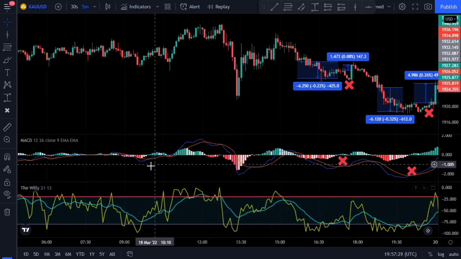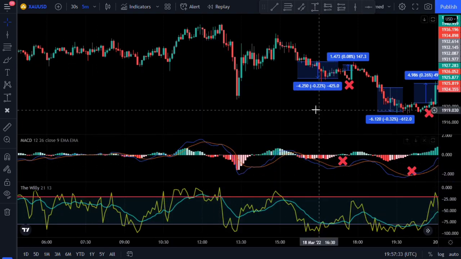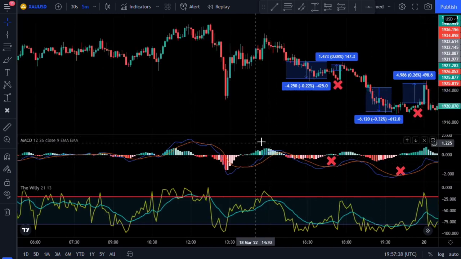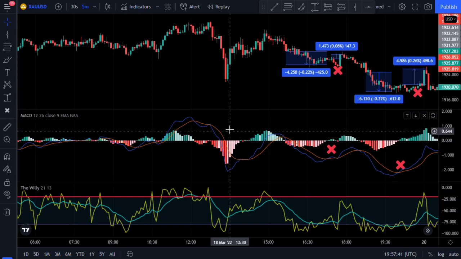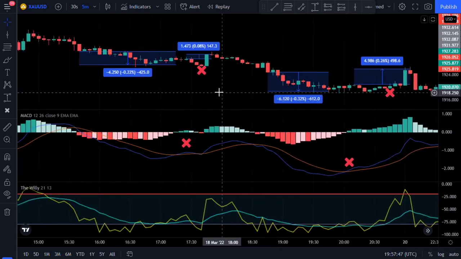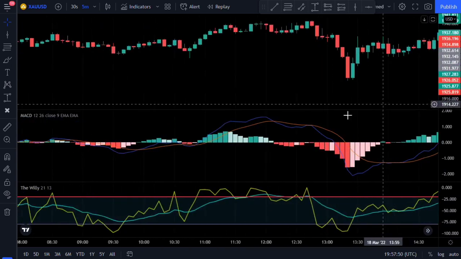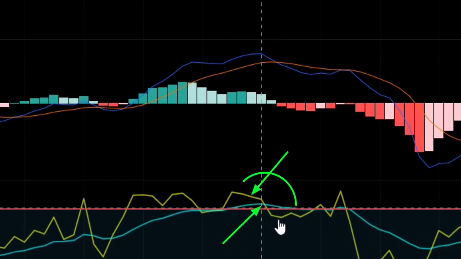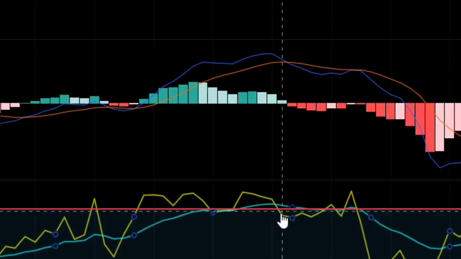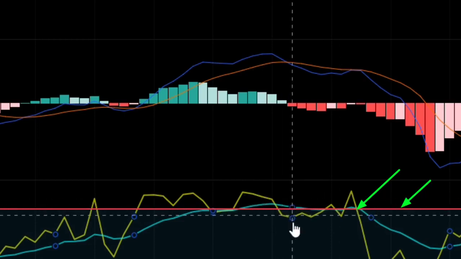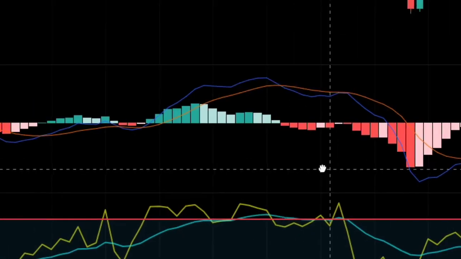Okay, we use the Williams indicator to fix false MACD signals. After this we will add another indicator to the chart. And with that next indicator, we identify the direction of the chart trend. First of all, let me explain how to use this indicator. Each time the yellow line crosses the blue line downwards, it issues a sell signal. If the blue and yellow line crosses the red horizontal line downwards, the sell signal is valid.